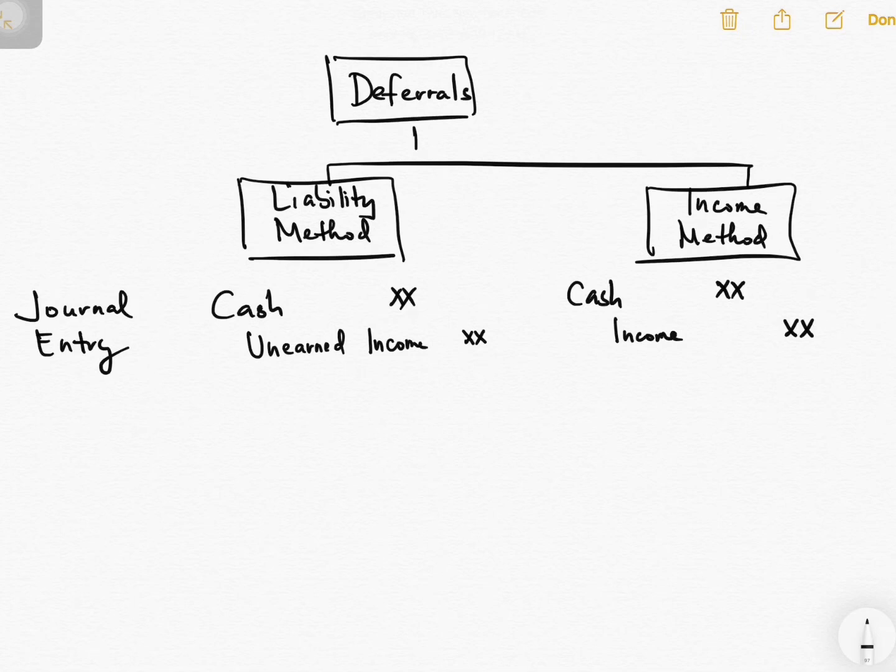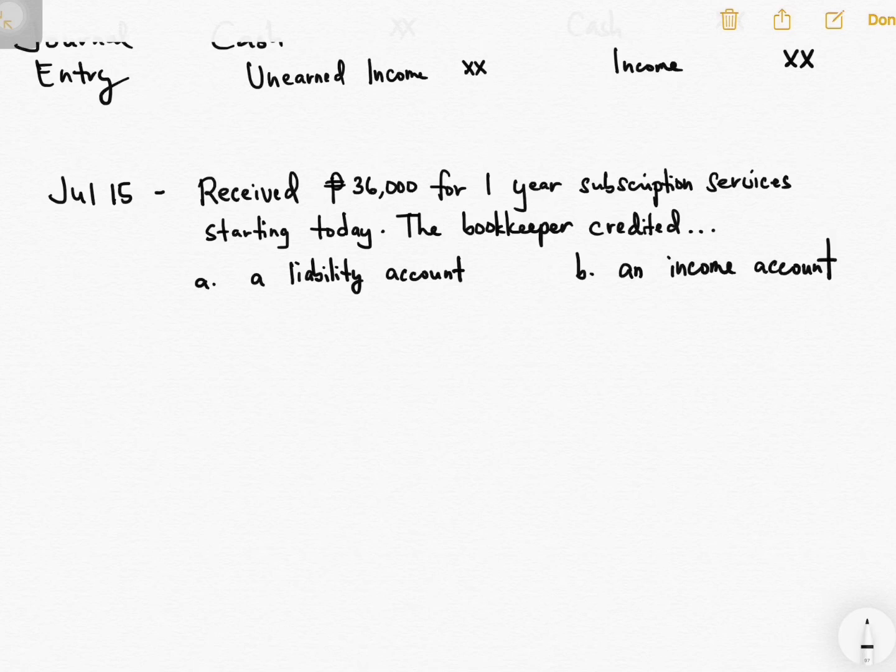So I'll be writing a transaction and then we'll try to journalize it. Let's say you are given this kind of transaction on July 15. You received 36,000 for 1-year subscription services. This means that you receive money for future services that you will do, and you will do that starting today. The bookkeeper here will credit, in case A, a liability account, and in case B, an income account.